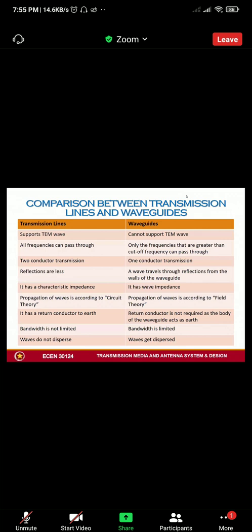Transmission line propagation of waves is according to circuit theory, meaning it is in terms of voltage and current. In waveguide, it is more complex because the propagation is according to the field theory, meaning pinag-uusapan dito ay yung electric field at magnetic field. In transmission line, it has a return conductor to Earth, while in waveguides, it acts as Earth. So siya na mismo, nasa kanya na lahat.